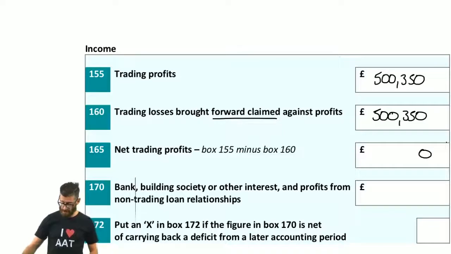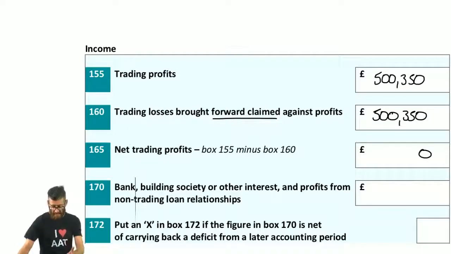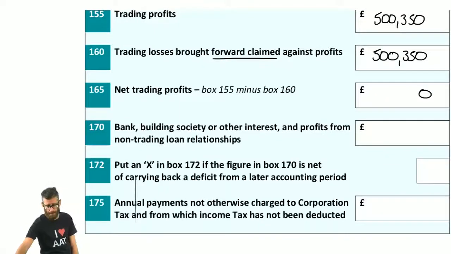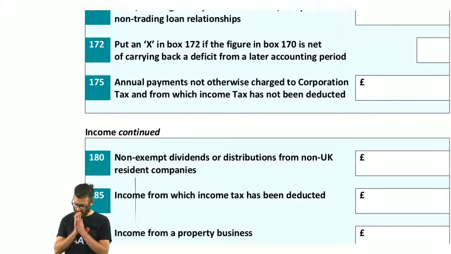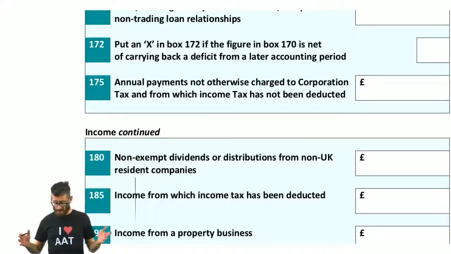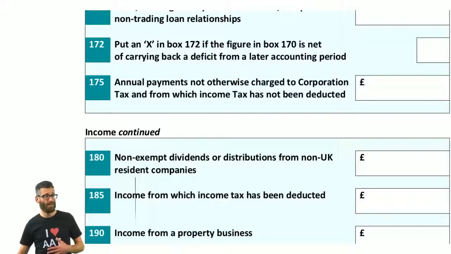Now, that's the hurdle that you really had to overcome. Bank, building society, or other interest and profits from non-trading loan relationships, there doesn't appear to be any there. So we just leave that 170 blank. Put an X in box 172 if the figure in box 170 is net of carrying back a deficit from a later accounting period. Quite a significant mouthful, but guys, we haven't put anything into box 170, so we needn't concern ourselves with box 172. Box 175, annual payments not otherwise charged to corporation tax, and from which income tax has not been deducted. Well, I can't seem to see anything there that relates to that either. So these boxes are left clear, with no need to make any attachment whatsoever.